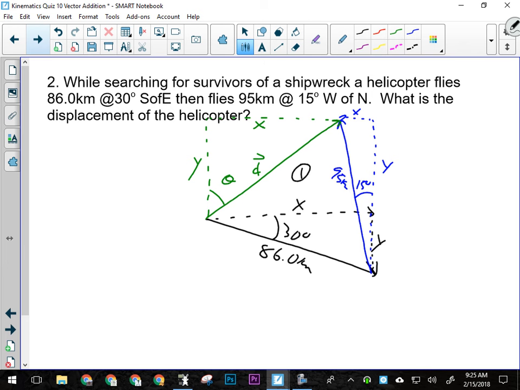Okay? Today. So here's what we have to do next. We've got to find all the x's and all the y's. So for black x, that's the adjacent side. So it's going to be the cos of 30 degrees times 86 kilometers.